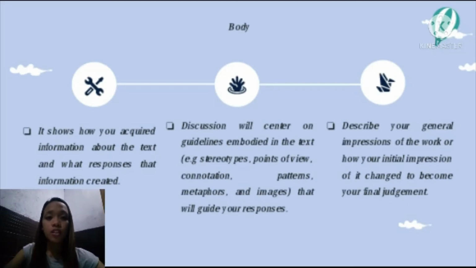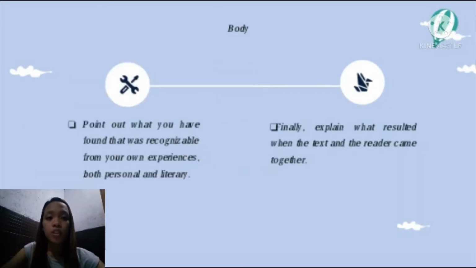You may also want to describe your general impression of the work or how your initial impression of it changed to become your final judgment. You may even want to point out what you have found that was recognizable from your own experiences, both personal and literary. You also have to note any incidents and characters that produce either validation of or challenge to your sense of the world. It is noticeable because of your own comfort or discomfort on meeting them.